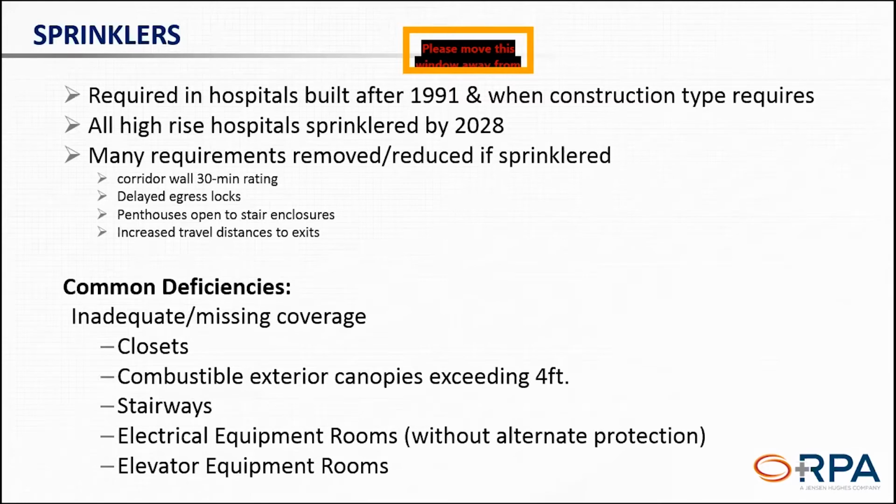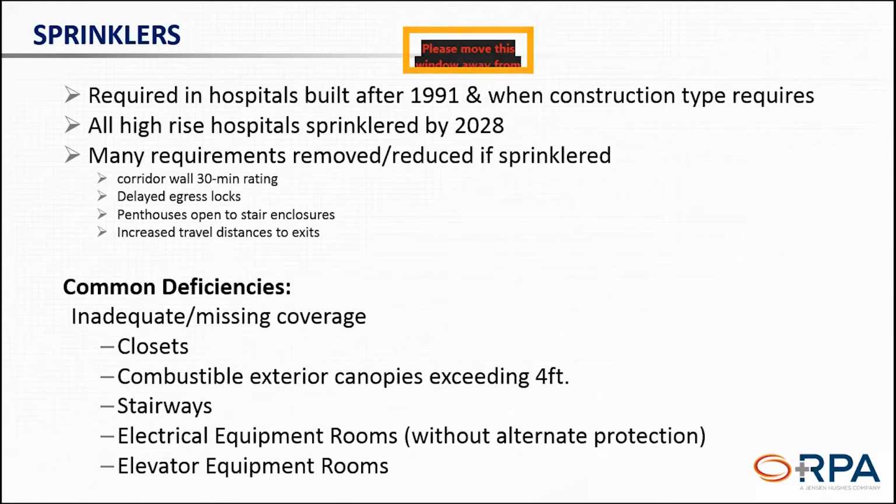Sprinkler protection. Sprinklers are required in hospitals that were built after 1991 and when the construction type requires it. So if you have a really tall building of a certain construction type, you're going to have to put sprinklers in. One thing that changed when the 2012 edition was adopted was that all high-rise hospitals are required to be sprinklered by 2028. There was a 12-year allowance to get up to compliance and bring all high-rise hospitals that might not be fully sprinklered now. By 2028, you're going to have to be.